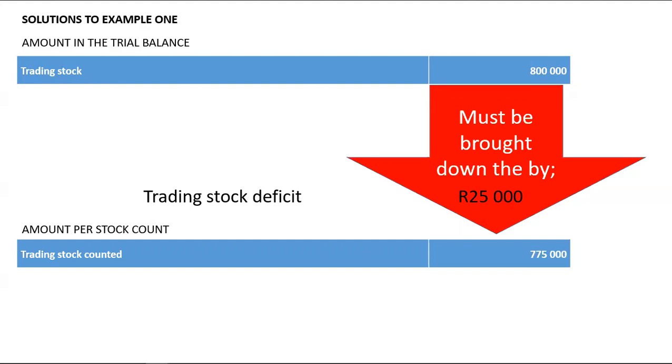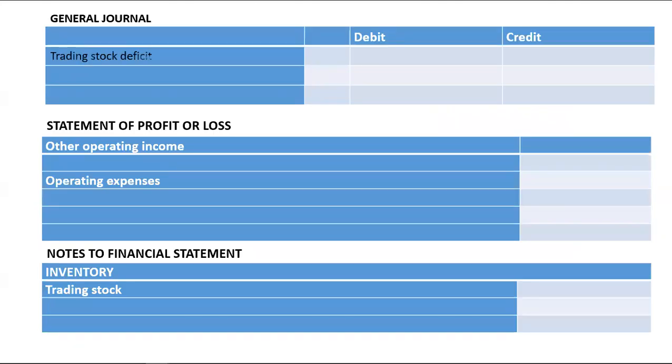How do we record it? We will start by recording it in the general journal after comparison. We will debit trading stock deficit because it is an expense. Trading stock deficit is an expense. Expenses increase on the debit side.